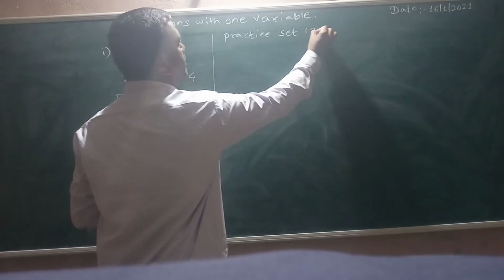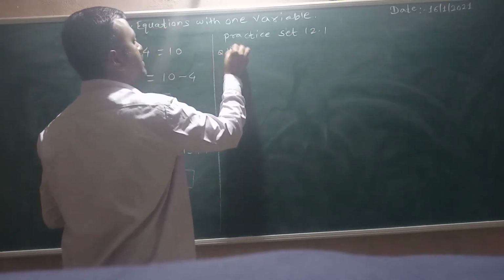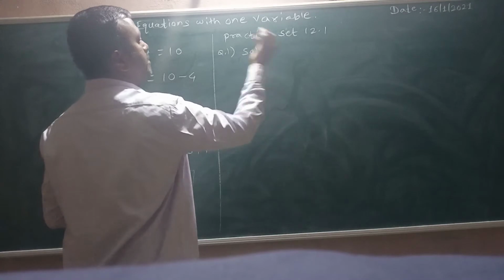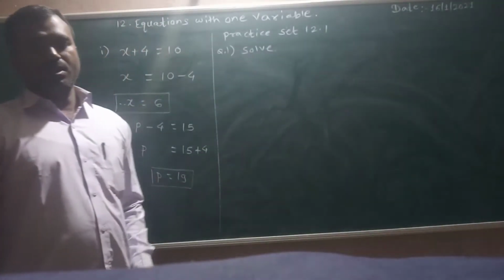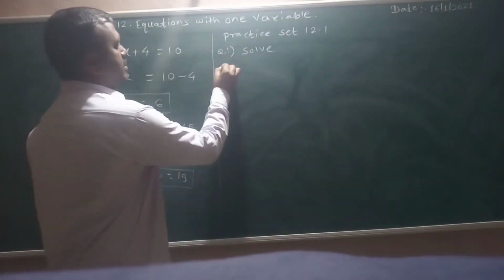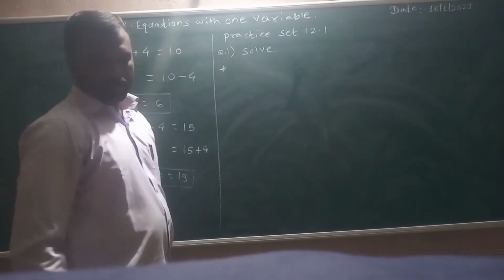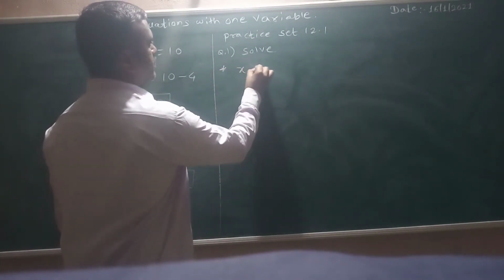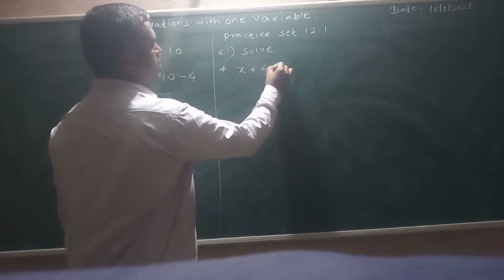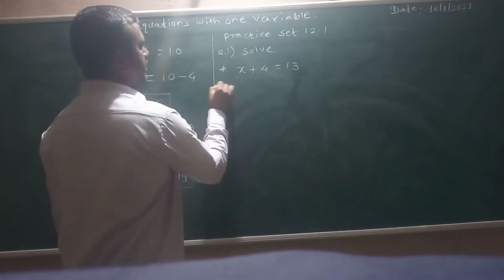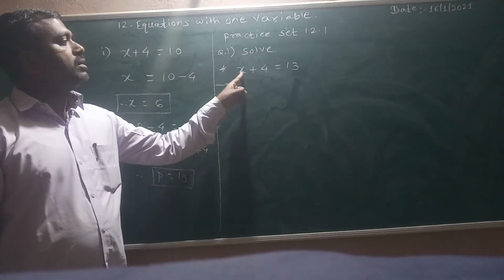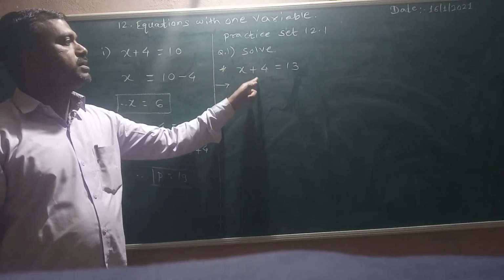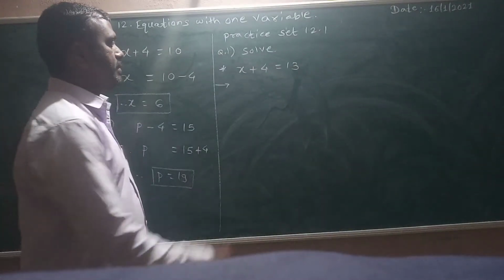Practice set 12.1. Question 1. Solve. Here first equation is that x plus 4 is equal to 13. We can solve this by transferring towards the right hand side. Here variable used is x.